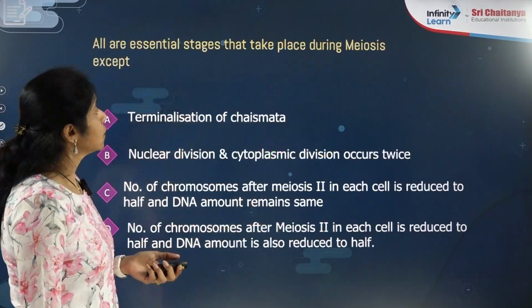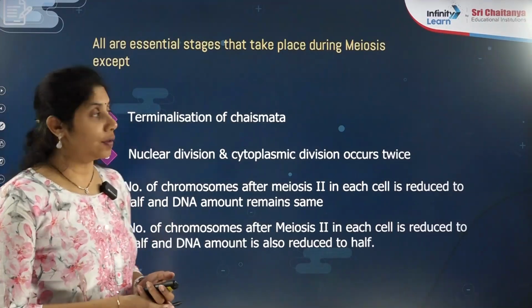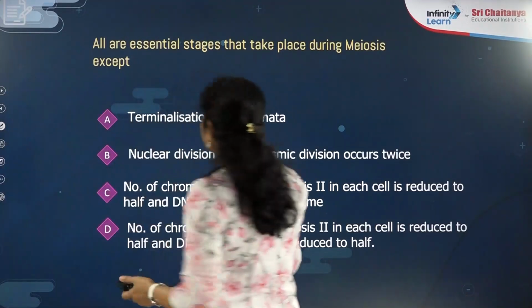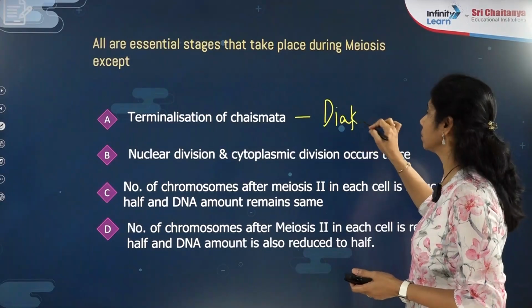All are essential stages that take place during meiosis except. All are happening in meiosis except which one? You know that terminalization of chiasmata happens in diakinesis.